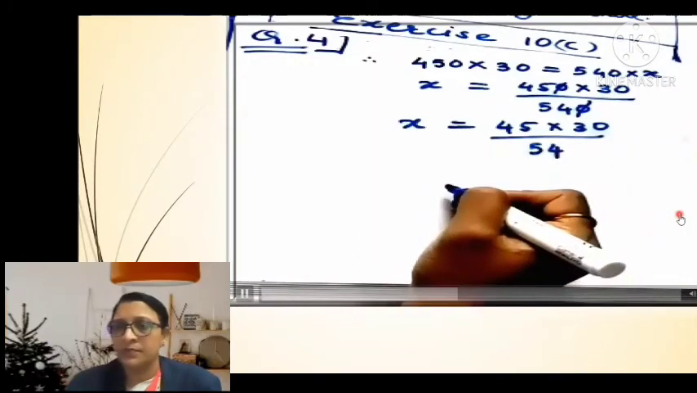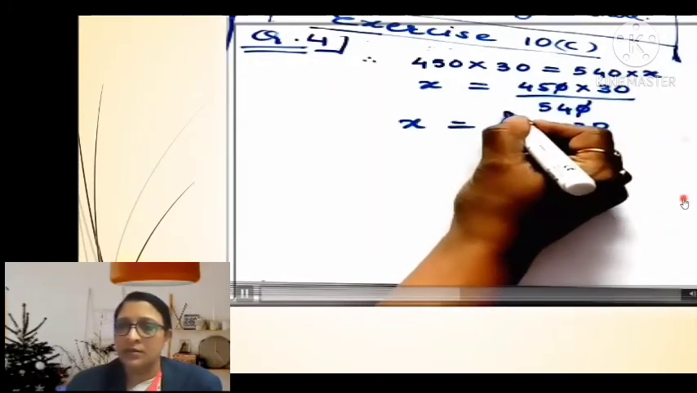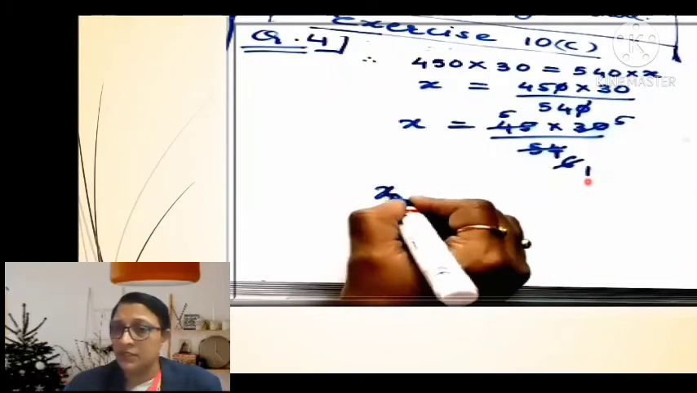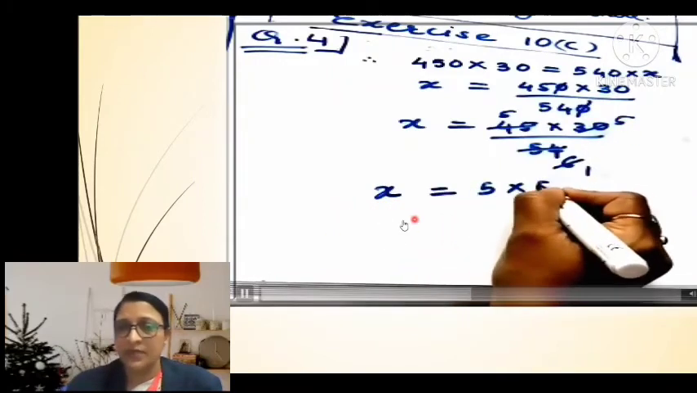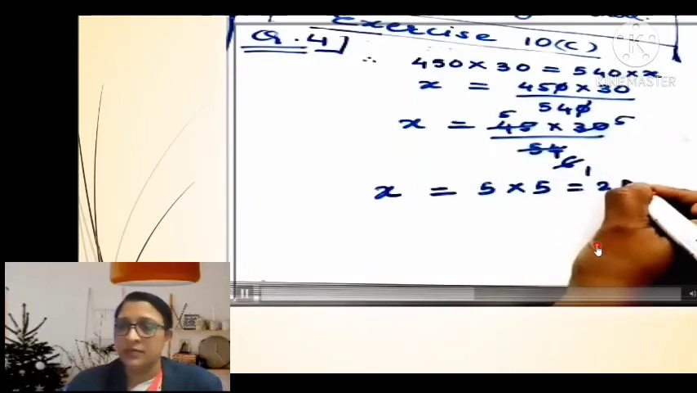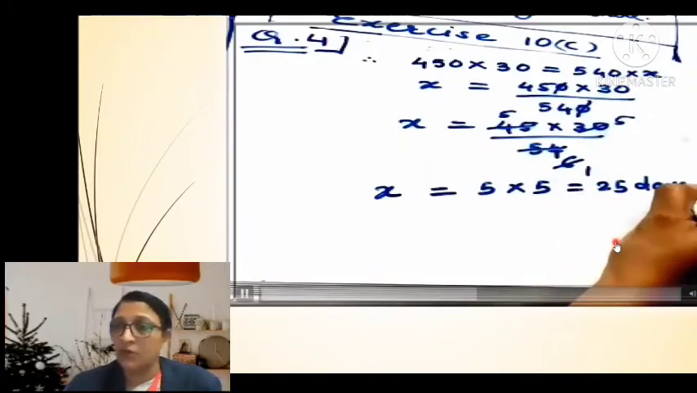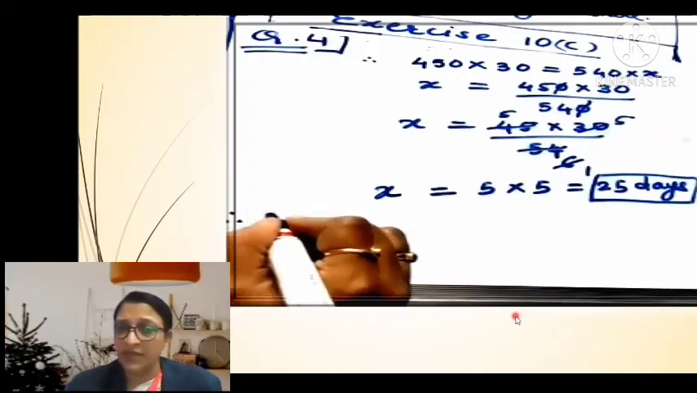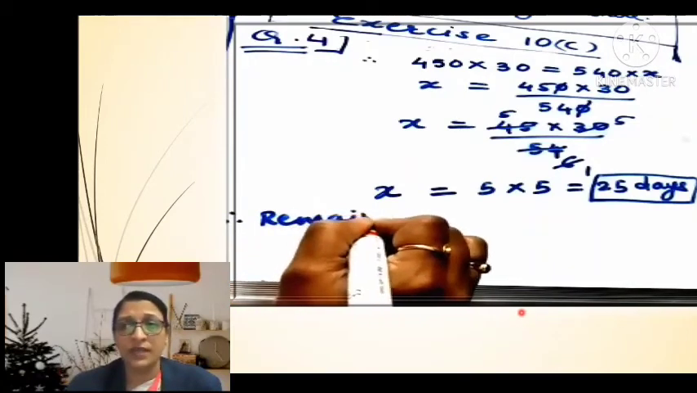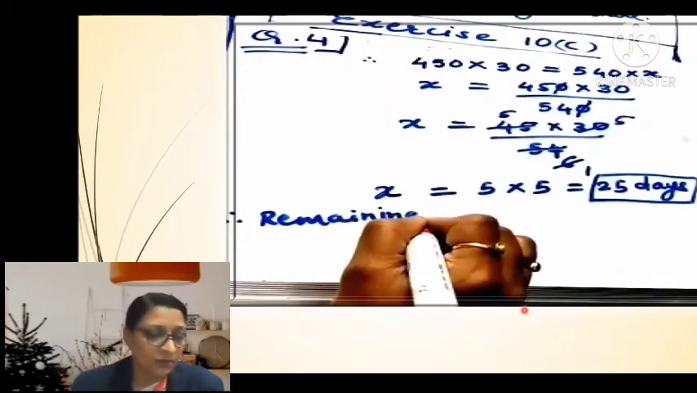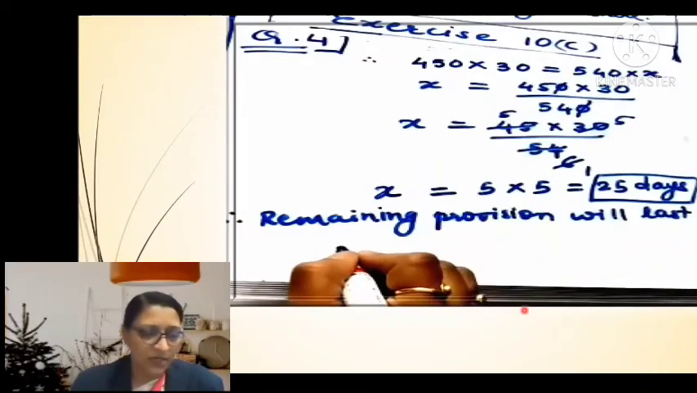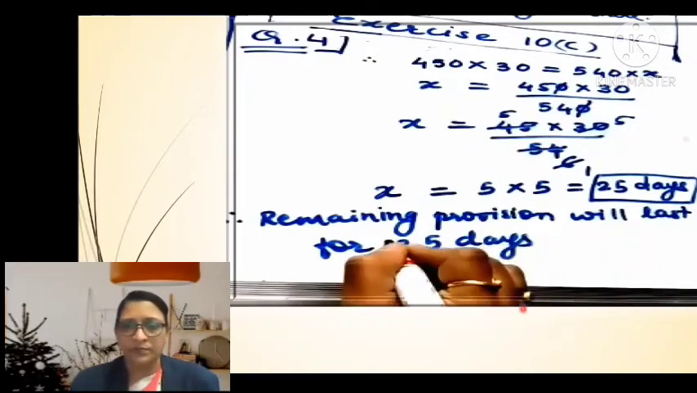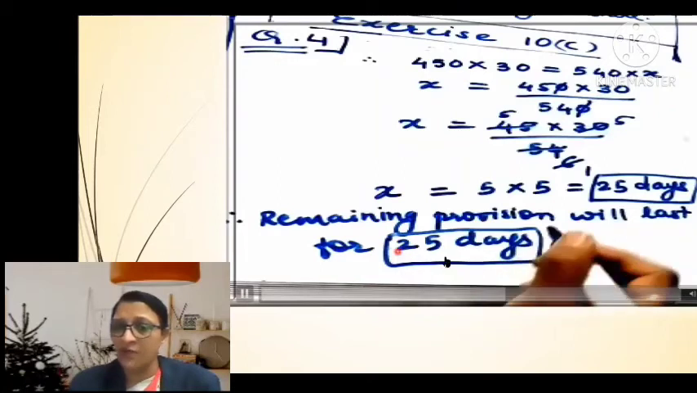9 5s are 45 and 9 6s are 54, and 6 1s are 6, 6 5s are 30. So the value of x is equal to 5 into 5, that is 25. This is the number of days. So the given provision will remain for 25 days as the 90 more soldiers are getting added on the fort after 10 days. So provision will last for 25 days.